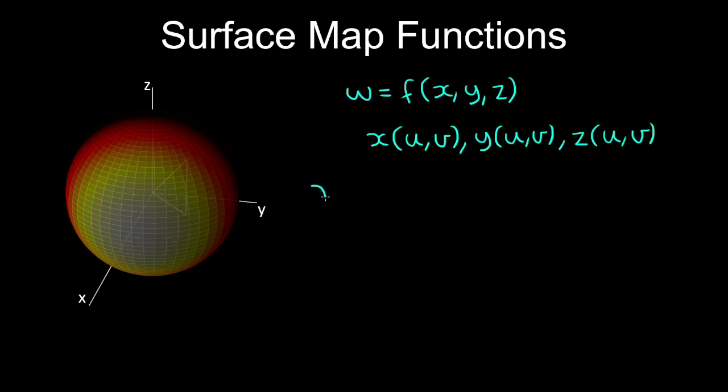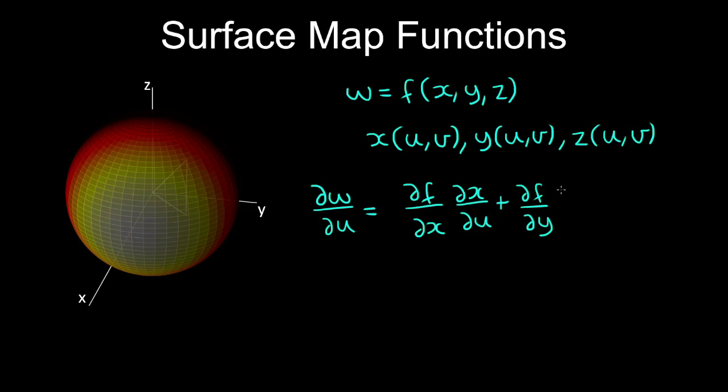So taking the partial derivative of w with respect to u, we get the partial of w or f with respect to x, by the partial of x with respect to u, plus the partial of f with respect to y, by the partial of y with respect to u, and similarly the partial of f with respect to z, by the partial of z with respect to u.